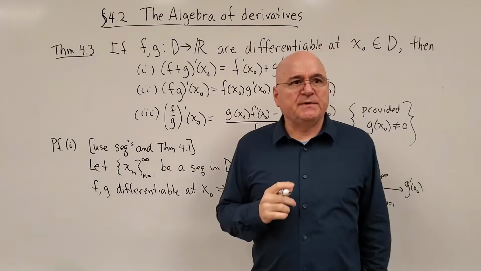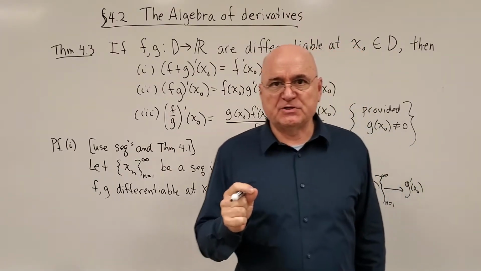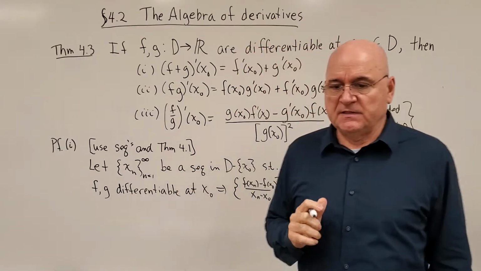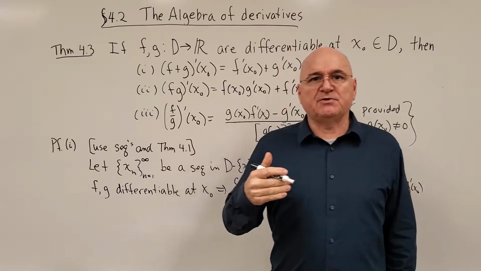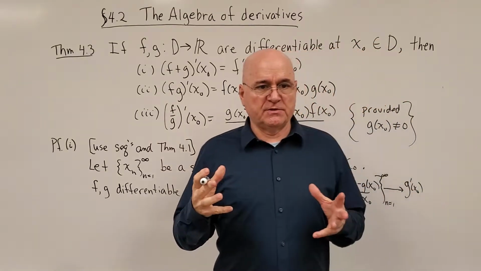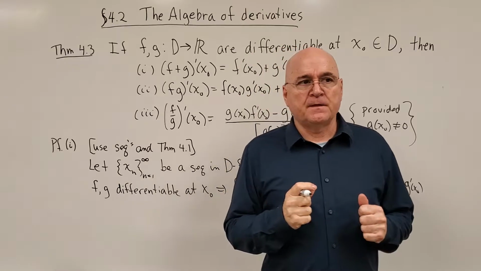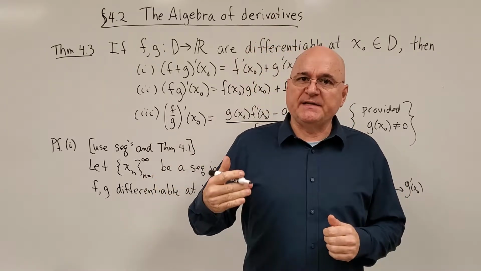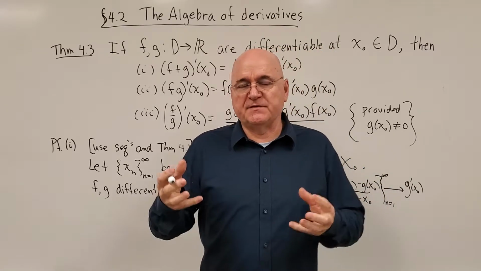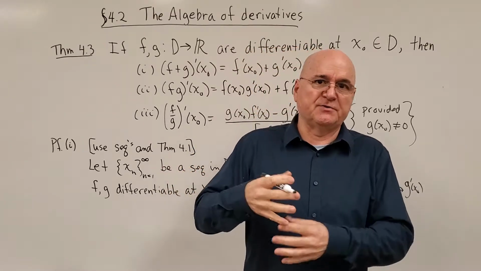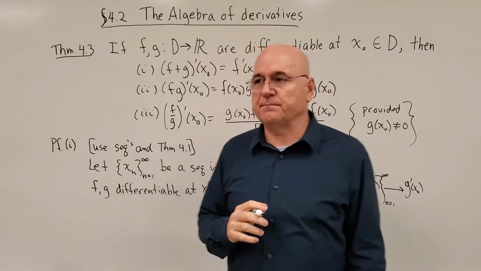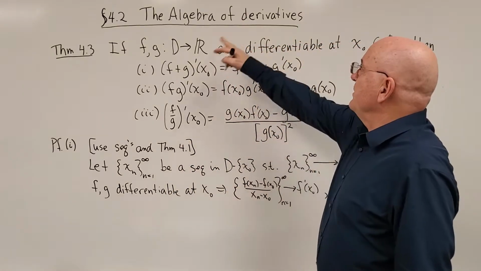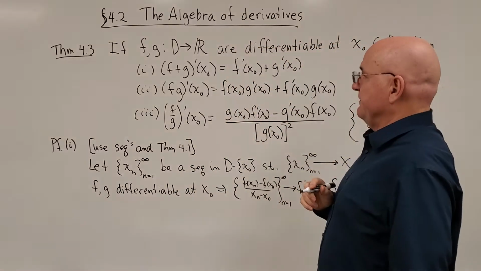Well, in the last section, we defined what the derivative of a function is, if it exists. And now we're going to discuss the algebra of derivatives. In other words, if you know the derivative of two different functions at a particular point, you might know something about the derivative of the sum of their functions, or the product or the quotient of those two functions. So 4.2 is the algebra of derivatives.